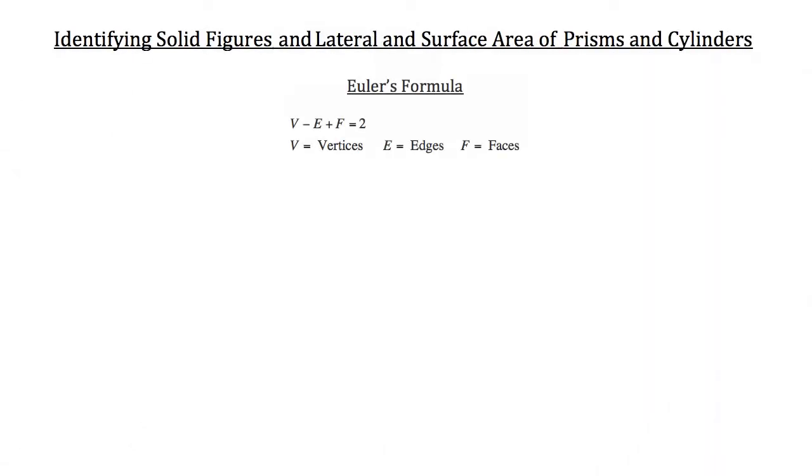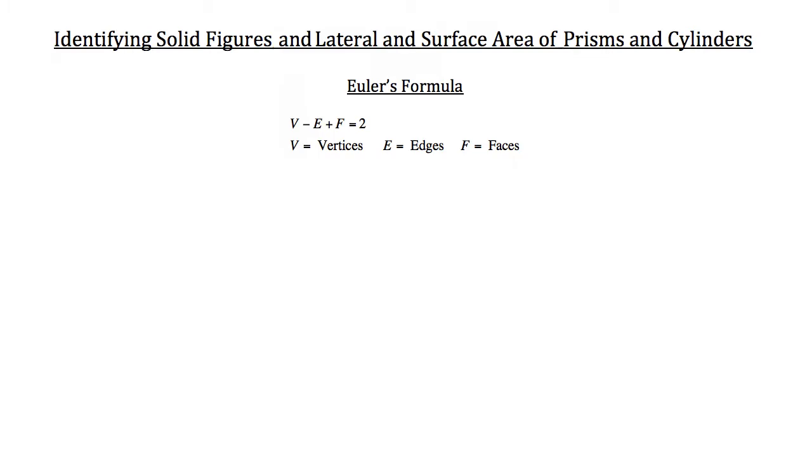One important aspect of prisms is the number of vertices, edges, and faces that a prism has. And we can use something called Euler's Formula to verify that we're actually dealing with a prism by counting up these vertices, edges, and faces. Now, Euler's Formula is written here, that the number of vertices minus the number of edges plus the number of faces on any prism has to equal 2. And we'll verify that in a moment so that you can be sure that you're dealing with prisms.